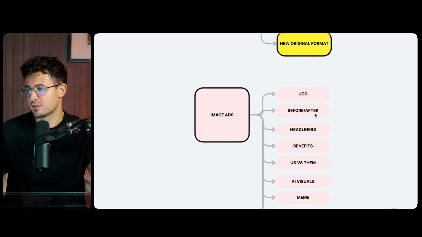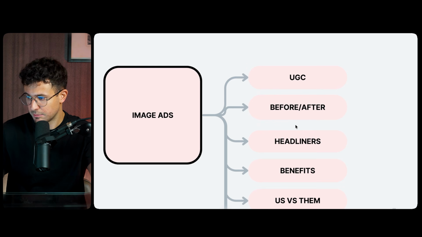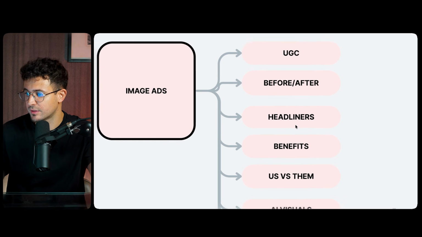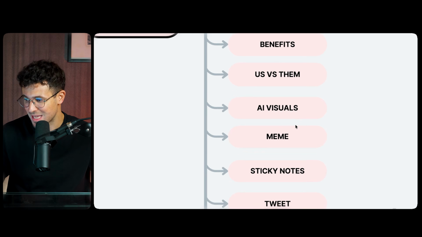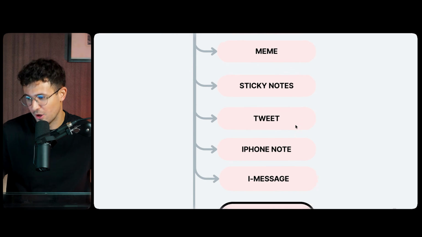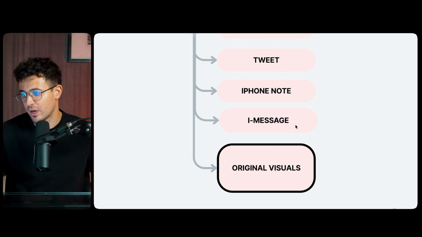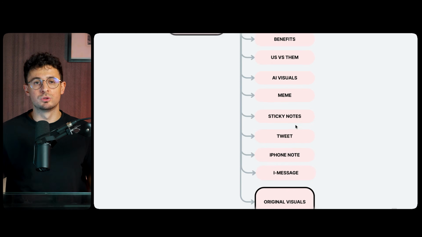And then we have image ads. For image ads, you can leverage concepts like UGC photos, before and after, headliners, benefits, us versus them, AI visuals, memes, sticky notes, tweets, iPhone notes, side message ads, and a lot of different original visuals that you absolutely need to test.